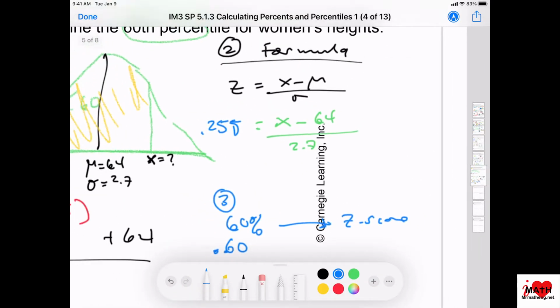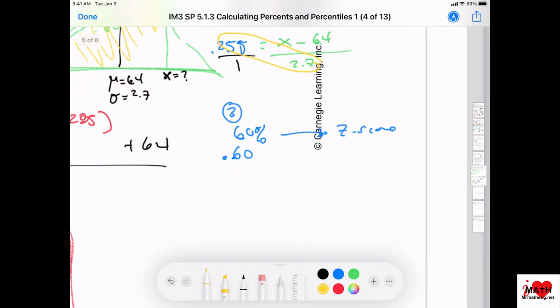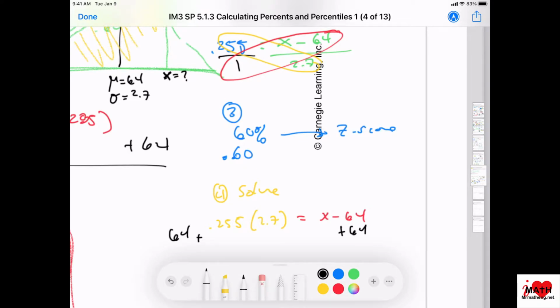Okay. How do you make that a fraction? Over 1. And we're just going to cross multiply here. So to solve, I have 0.255 times 2.7. And over here I have 1 times quantity x minus 64. I don't need to write 1 in parentheses. And I can just add 64 over here to both sides.